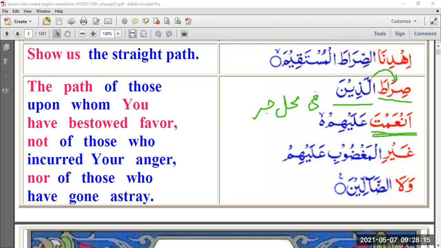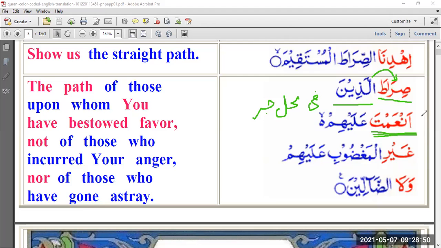So fi'l is an'amta and this is fi'l madi, right? How did you recognize fi'l madi? Because of the ta ending. In madi we recognize by the ending sound, and mudari we understand by beginning and ending both. So it has an ending sound. So fi'l is an'amta and fa'il is anta. That means you, right?